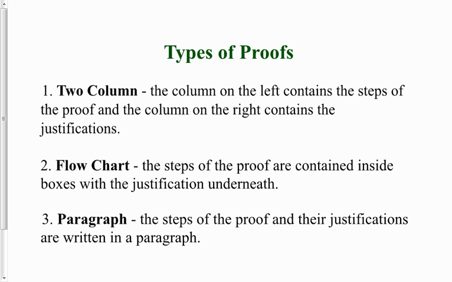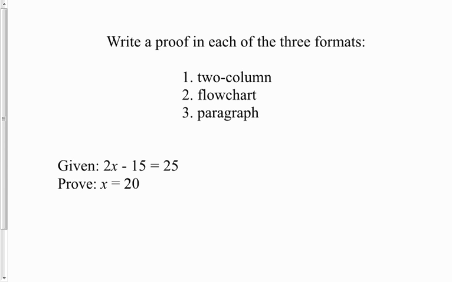So these are the 3 types of proofs. Number 1, the 2-column proof, where the column on the left contains the steps of the proof, and the column on the right contains the justifications for why each step can occur. Number 2, a flowchart proof, where the steps of the proof are contained inside boxes with the justification underneath the box. And number 3, a paragraph proof, where the steps of the proof and their justifications are written in a paragraph. So we will work with all 3 types of proofs. We will create all 3 types of proofs. So let me show you some examples.